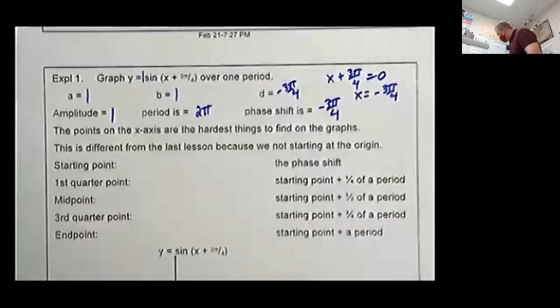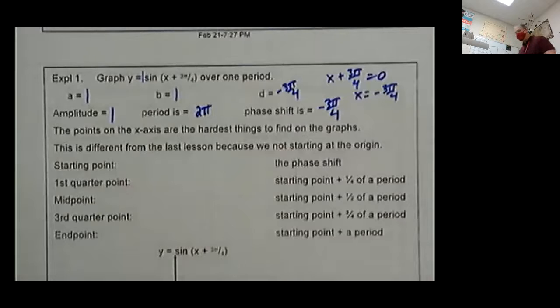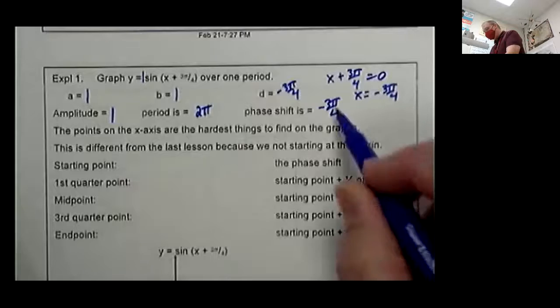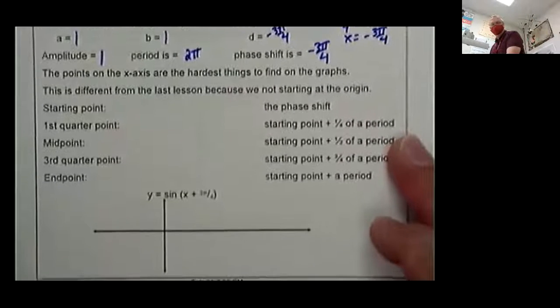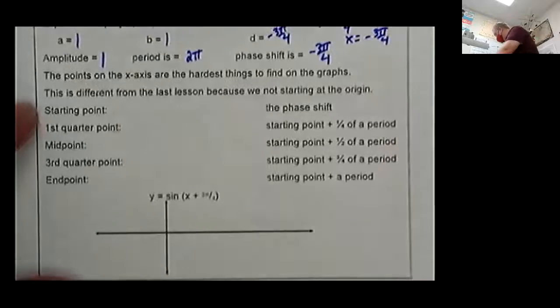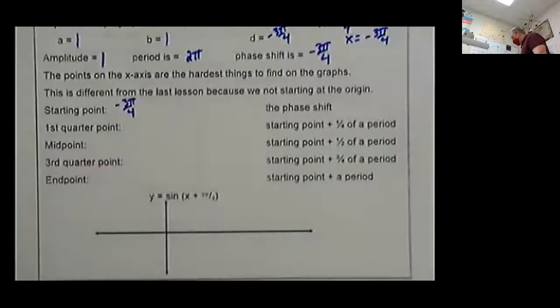Our amplitude is 1. The points on the x-axis are the hardest thing to find on the graph. This is different from the last lesson because we're not starting at the origin. Our phase shift is going to move us away from the origin, and so we're going to use this methodology to help us get our points. We know that our starting point has to be at the start of our phase shift, and that's negative 3 pi fourths.